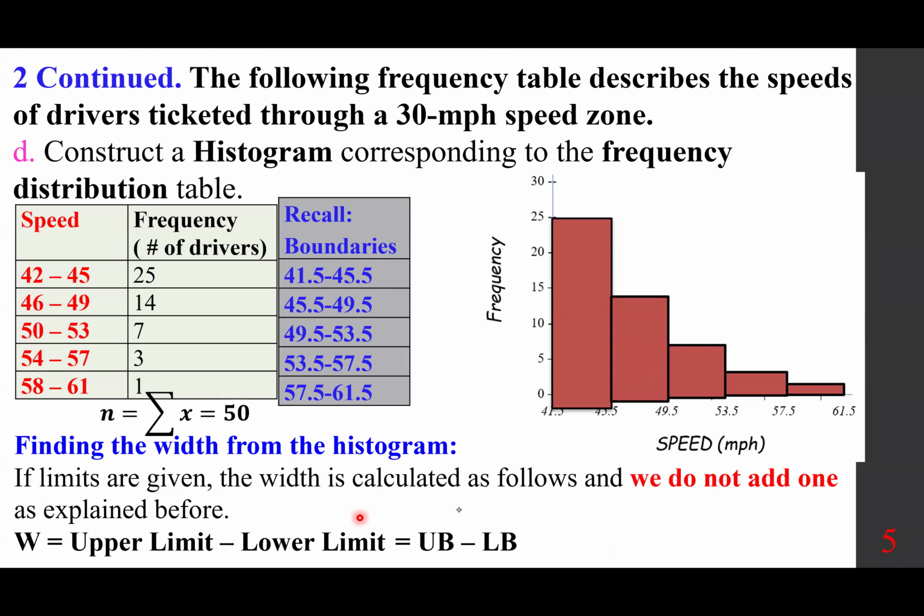Which is really, the proper way would be upper boundary, B stands for the boundary, minus lower boundary, but not the limits. But if you are just given the histogram, that's the way to go.